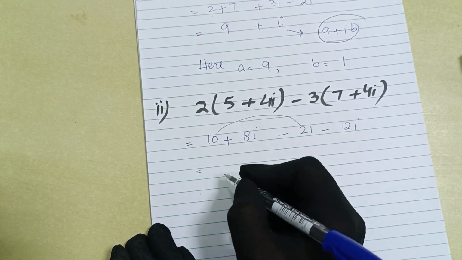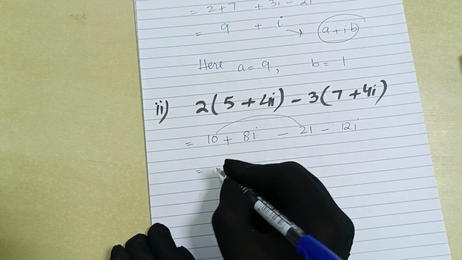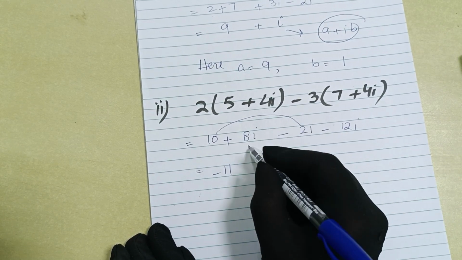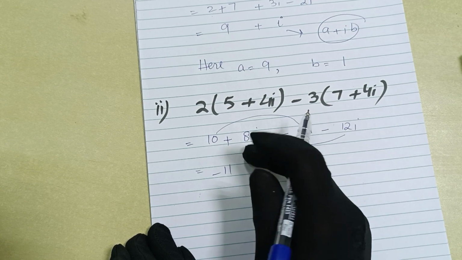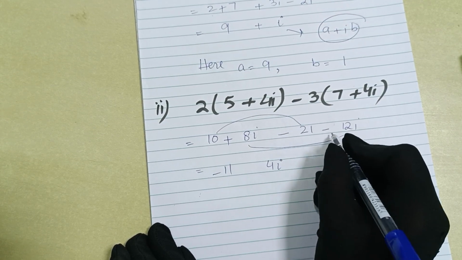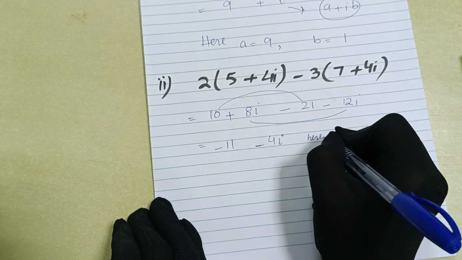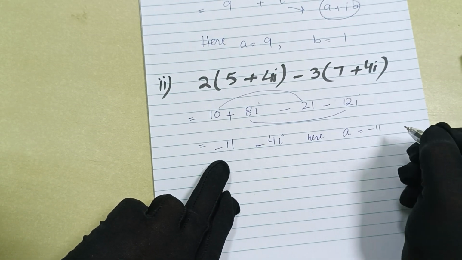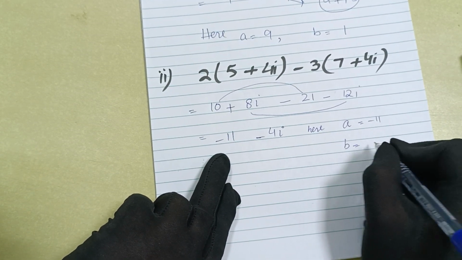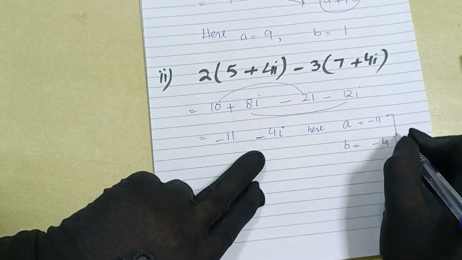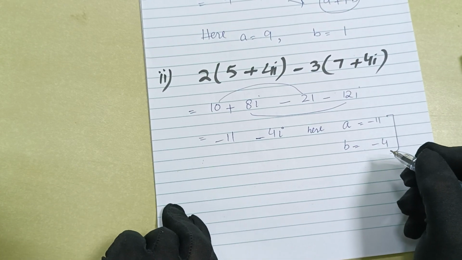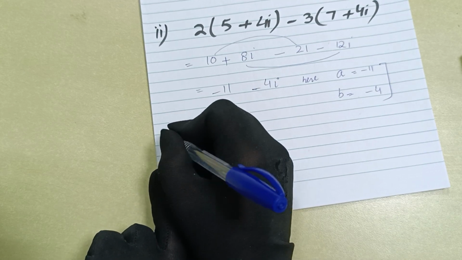Collect the like terms, constants to constants. 10 minus 21 is minus 11. And imaginary to imaginary, 12 minus 8, 4 iota, sign of minus will be used. So here a equals minus 11, the real part, and b equals minus 4, the imaginary part. So it is being shown in the form of a plus b iota.